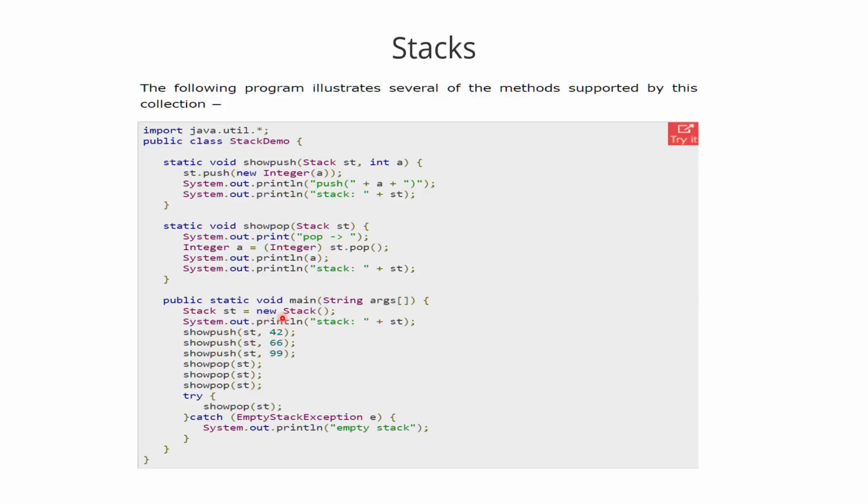So if we look in our main method here, we have our stack. We're instantiating Stack st, and we're getting some output. And here we're calling showPush on the stack, and you can see the elements. And we are calling showPop on the stack. And we also, of course, have the try-catches as well. And we have a Try It here, so you can go ahead and key this in and run through it a few times. It's a great way to get comfortable with how the stack data structure works.